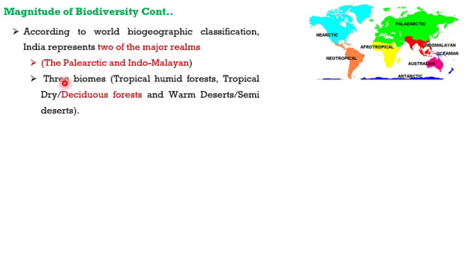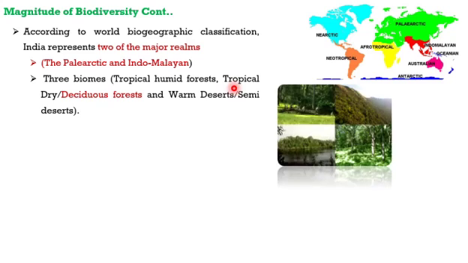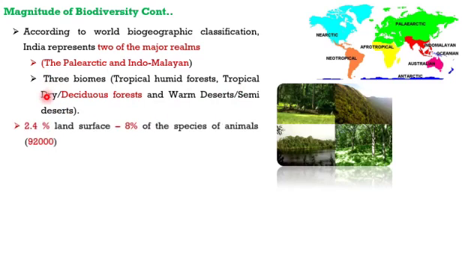And in our country we have three biomes. I told you what biomes are. Just go and watch my previous tutorial if you don't know what biome means. We have tropical humid forest, tropical dry or deciduous forests, and warm deserts and semi-deserts. We have all these collectively in a very small land area. Like I told you, we have only 2.4 percent of the world's land surface. Of this, we have 8 percent of the species of animals. For example, 8 percent means 92,000 animals, from the terrestrial as well as the aquatic regions.